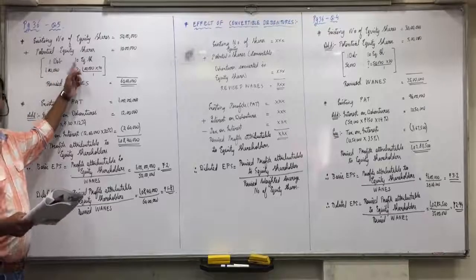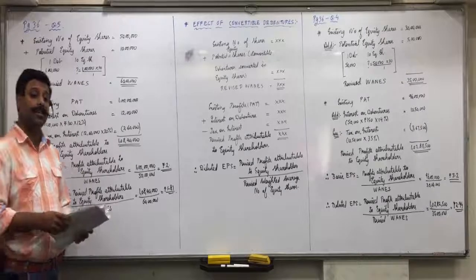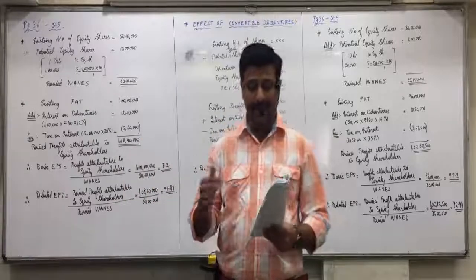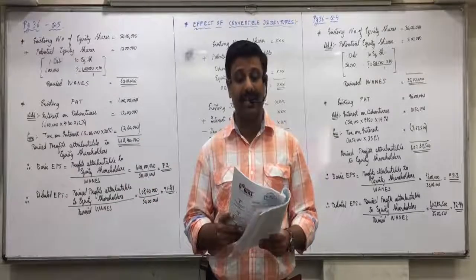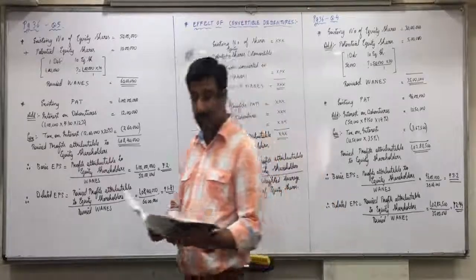Now 1 debenture 15 equity shares, so 50,000, how many? 50,000 into 15, 7,50,000 equity shares. Tax rate is 35%. Calculate basic EPS and diluted EPS. Understood that? Start solving it. Question number 9.